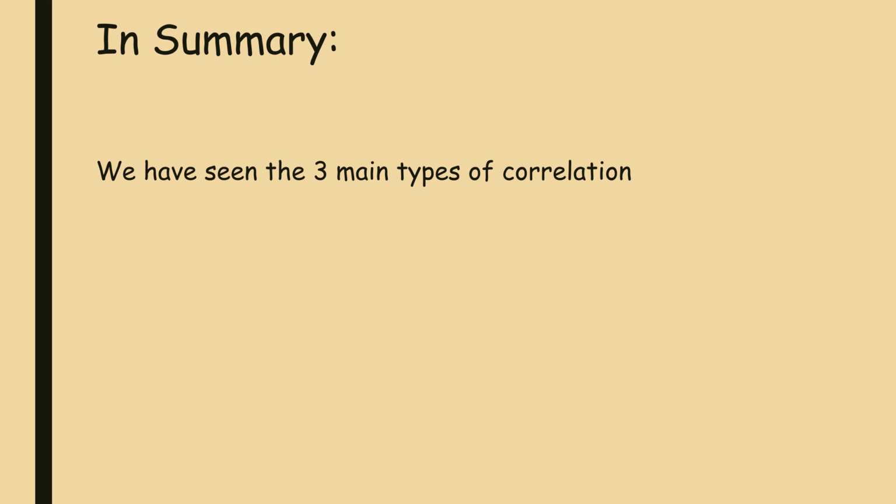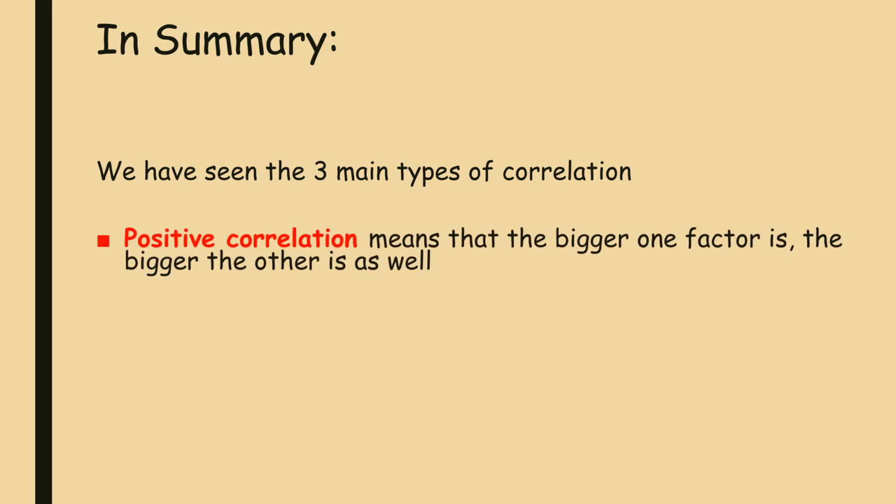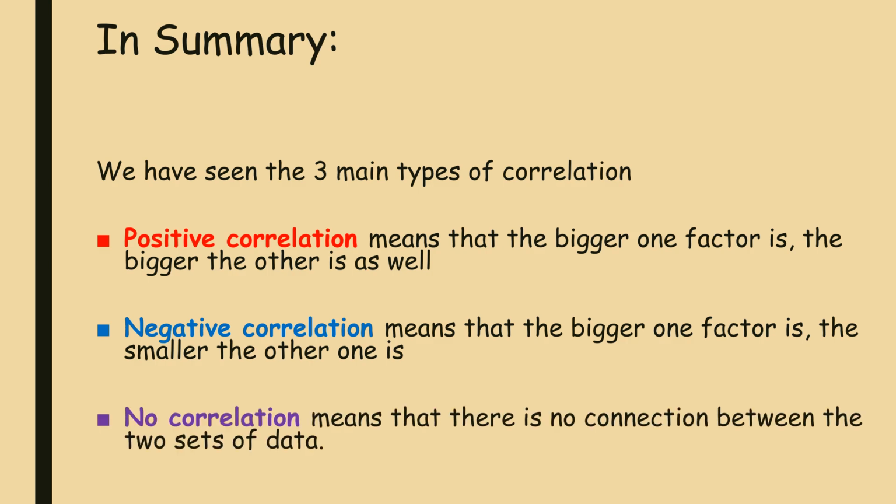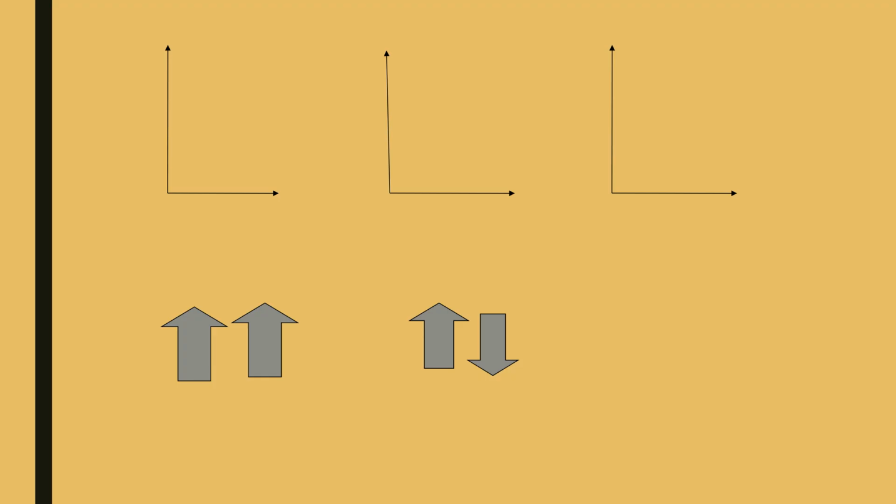So here's a summary. We have seen the three main types of correlation. The first one, we have positive correlation, which means that the bigger one factor is, the bigger the other factor is as well. Or we can say as one variable increases, the other variable increases. A negative correlation means that the bigger one factor is, the smaller the other one is. Or we can simply say that as one variable increases, the other variable decreases. And the last one, which is no correlation, means that there is no connection between the two sets of data. There's no connection between the two variables.